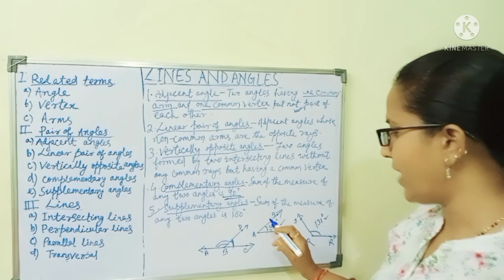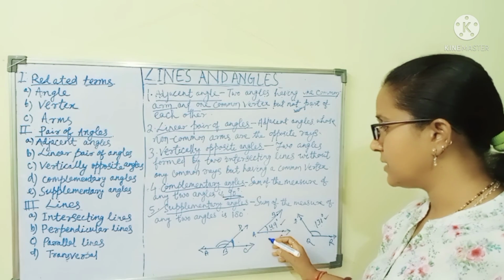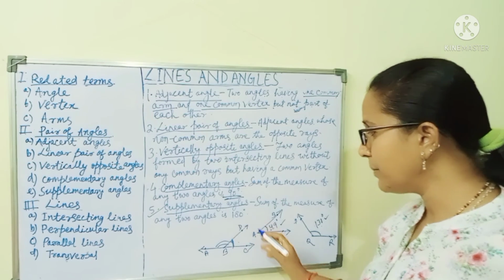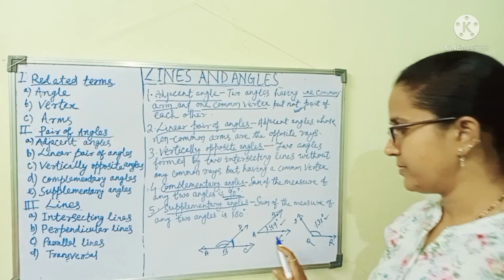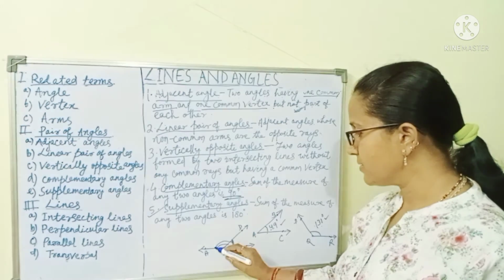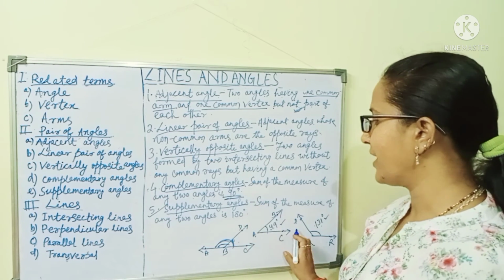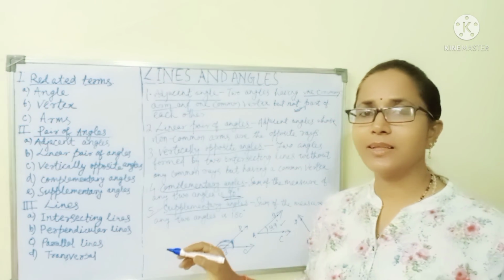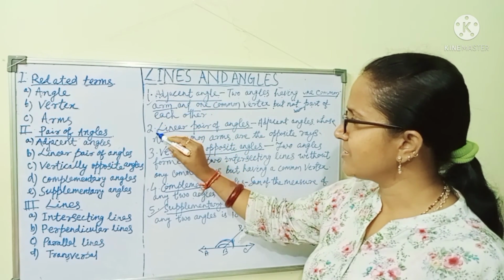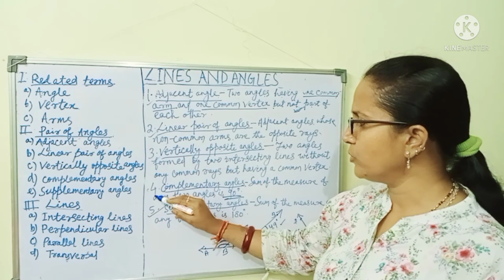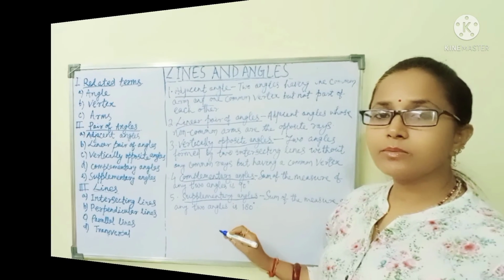All linear pairs of angles are supplementary angles, but the reverse is not true. Supplementary angles need not be linear pairs of angles. Understood? All linear pairs of angles are supplementary, but all supplementary angles are not linear pairs. So now we have discussed adjacent angles, linear pair of angles, vertically opposite angles, complementary angles and supplementary angles. The remaining concepts will be discussed in the next video.